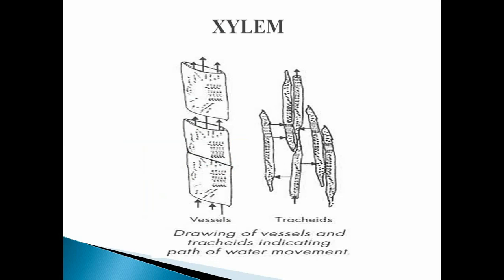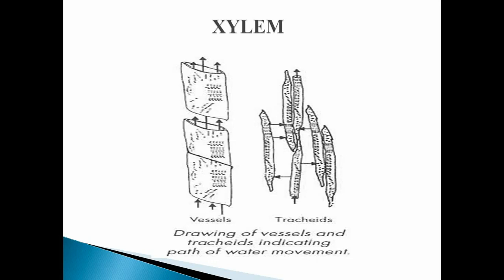Now, xylem tracheids are elongated dead cells with large cavities. They are placed end to end, forming a long tube. The cell wall is very thick due to deposition of lignin in these tracheids. They provide mechanical support and also help in the transportation.